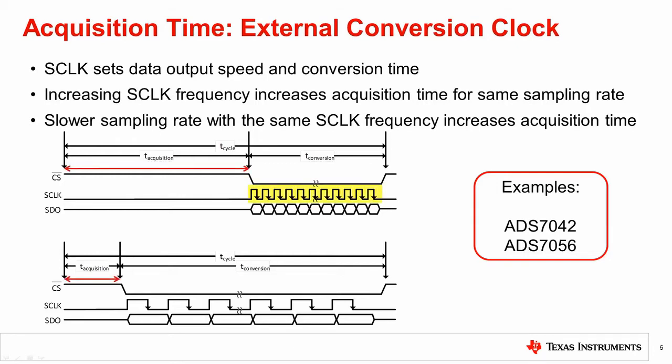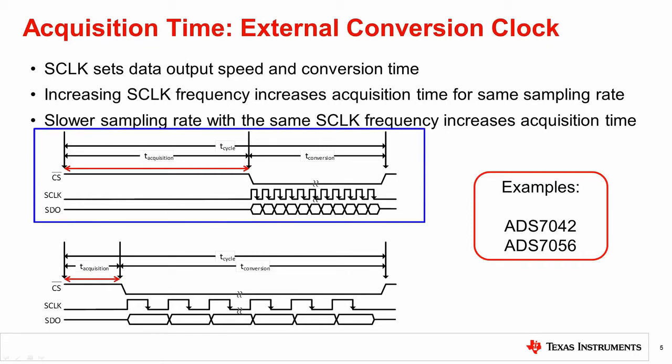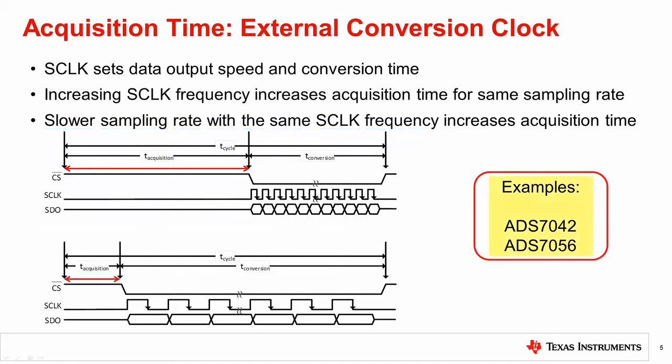It is clear that with a faster SCLK, the acquisition time will increase as shown in the top example. Increasing acquisition time is advantageous because it will allow the input signal more time to settle, which decreases the bandwidth requirement for the front-end driver. Decreasing the bandwidth requirement for the amplifier will result in further power savings. Thus, for the example shown, the top timing diagram is preferable as it will give the maximum settling time to the amplifier. Two examples of TI SAR ADCs that use an external conversion clock are the ADS7042 and the ADS7056.